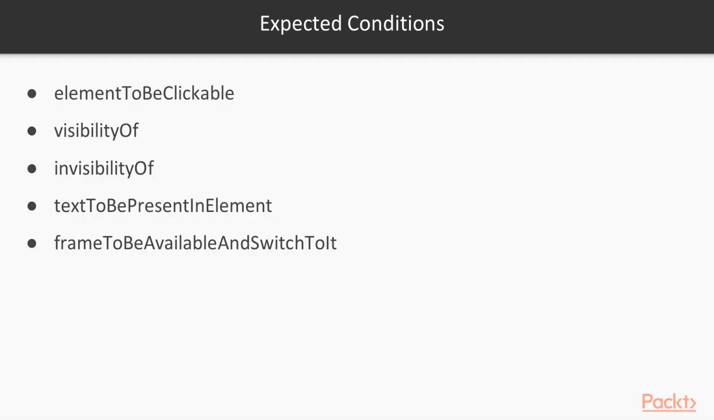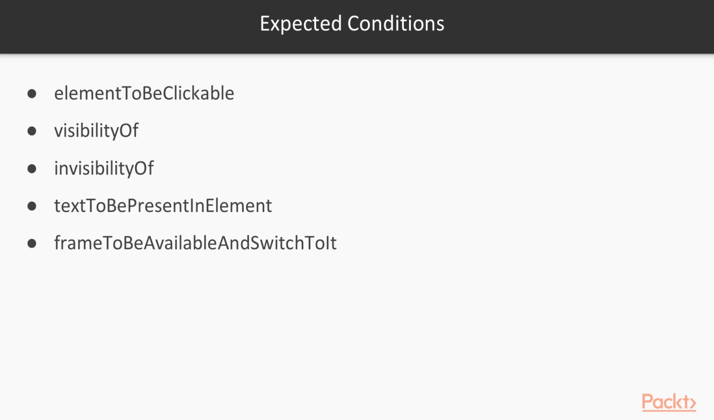There are many other expected conditions we can wait for. For example, element to be clickable. This, in addition to presence, will check that we can click on an element. It's good to use before we click on elements. Visibility of. This is similar to what we used, but in addition to presence, it will check if element is visible. We will talk more about this in our next video.